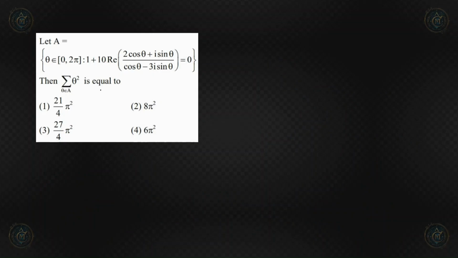Here this question is saying let A equal to this set, okay, theta belongs to closed interval 0 to 2 pi such that 1 plus 10 times the real part of this complex number is equal to 0. Then the summation of theta square, where theta belongs to this set A, is equal to what, okay. So let us first find the real part of this complex number, okay. Real part of (2 cos theta plus iota sin theta) divided by (cos theta minus 3 iota sin theta).